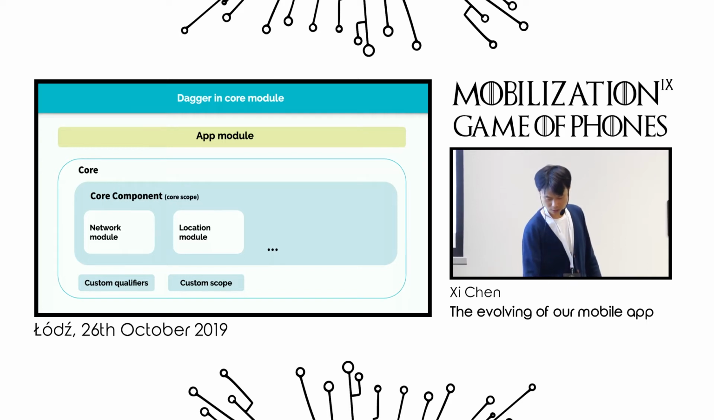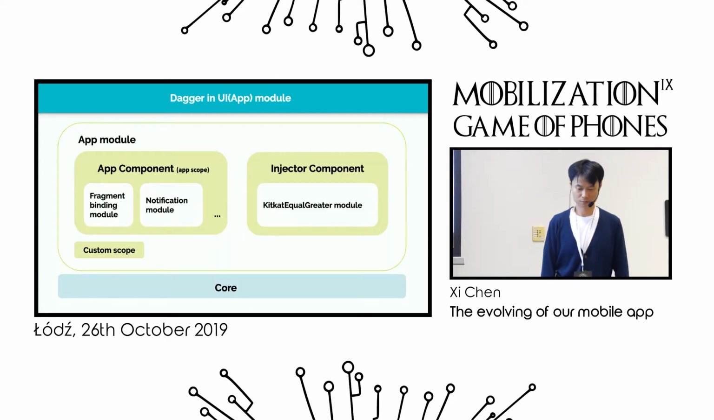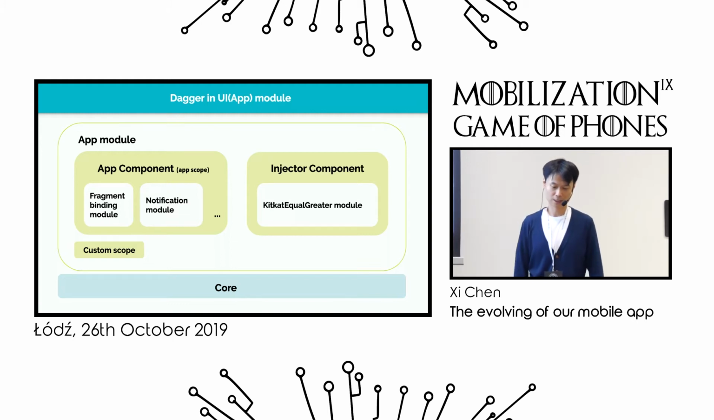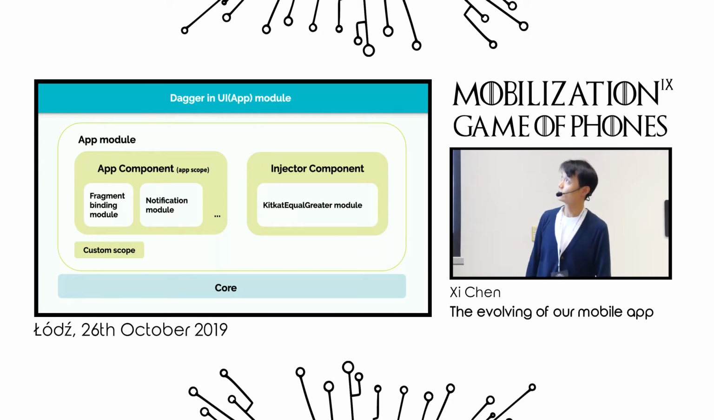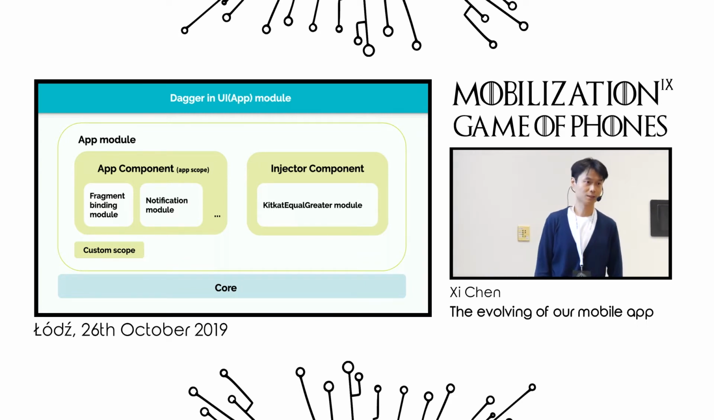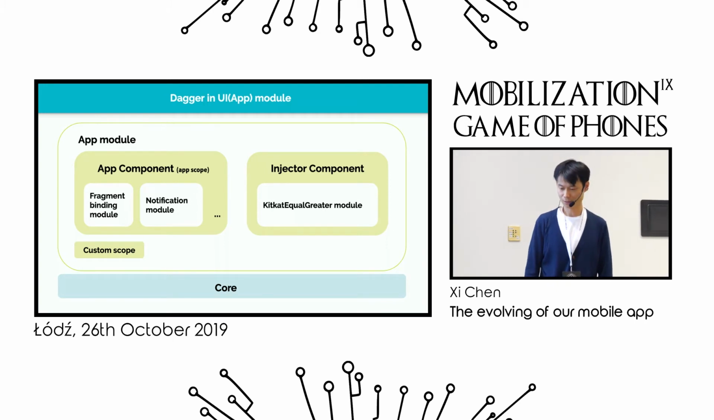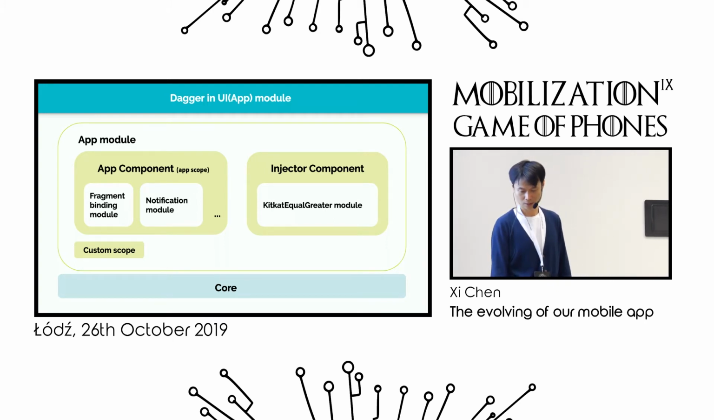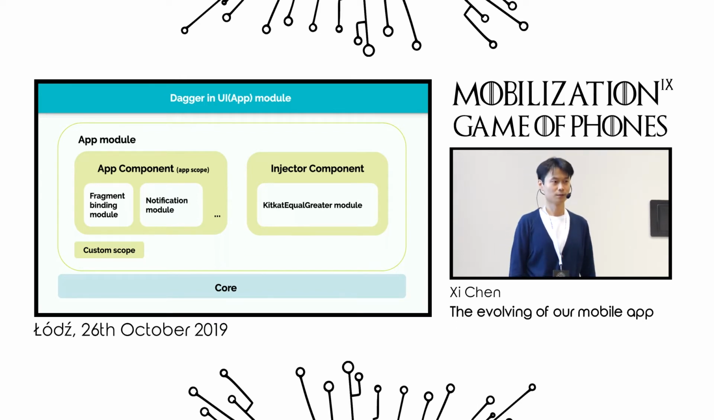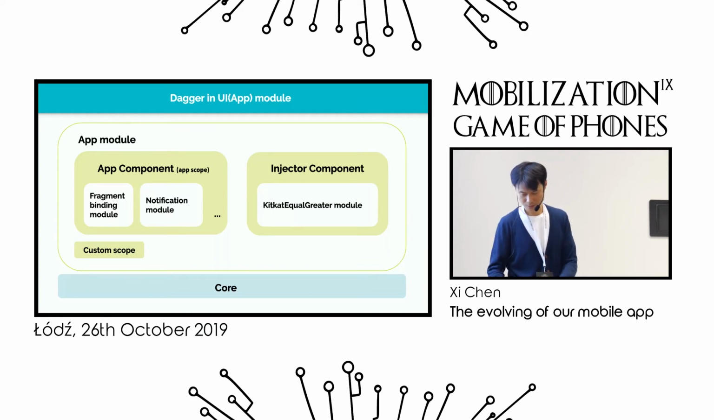That's the core part. And for the app part, it's a similar idea, that we also have our modules defined in the app component. But hey, what's that injector component? That's very interesting, because for some scenarios, we have to define another component. But I will come to that point later. Just keep in mind that in the app module we have two components now.